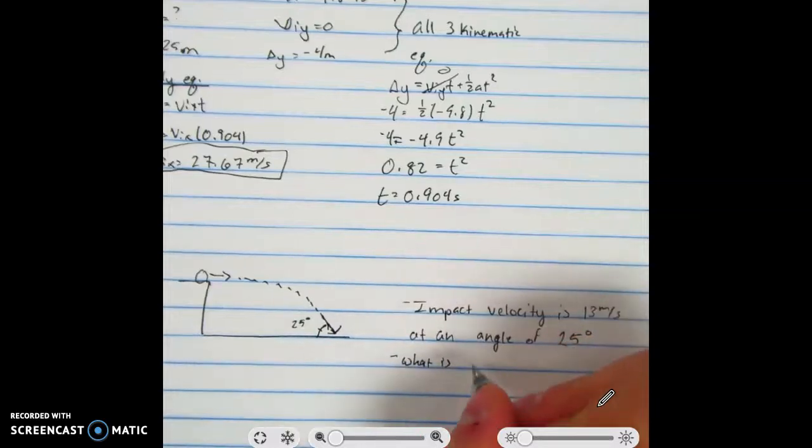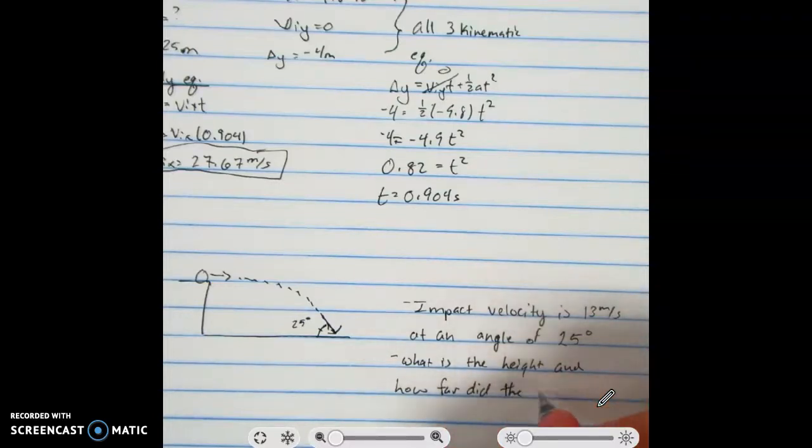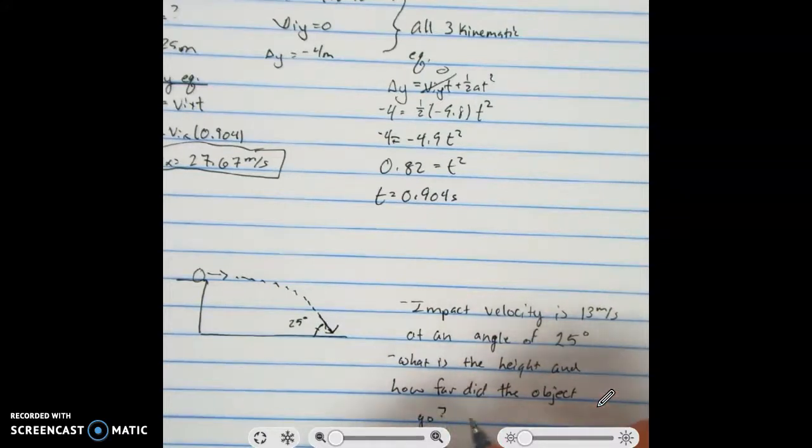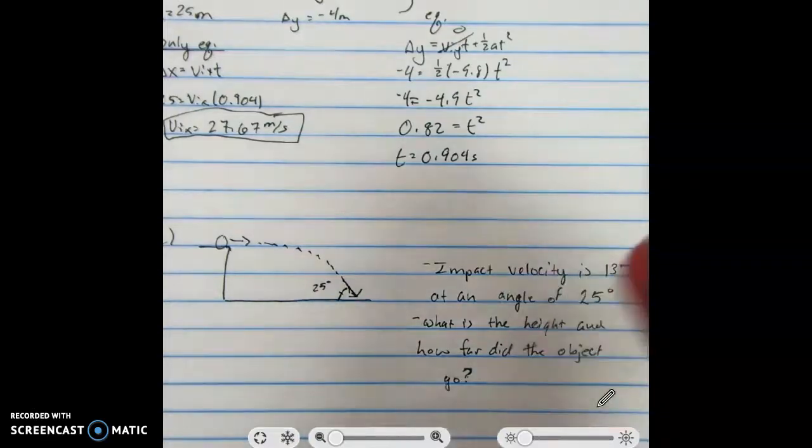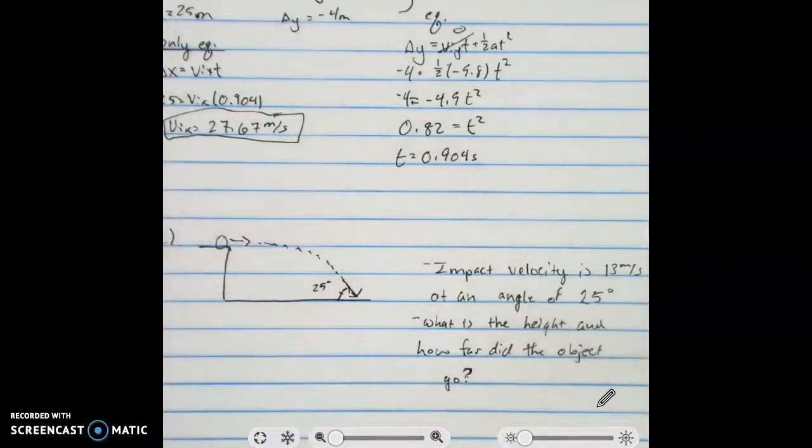What is the height and how far did it go? My question marks are terrible. So we want to know what is the height and how far the object goes. So this one, we're gonna go from end to beginning. We're gonna work our way backwards.